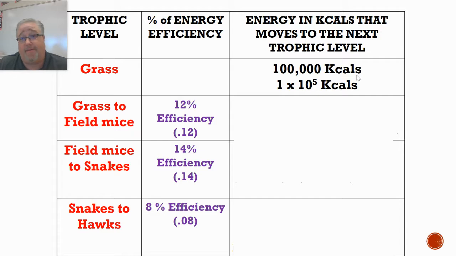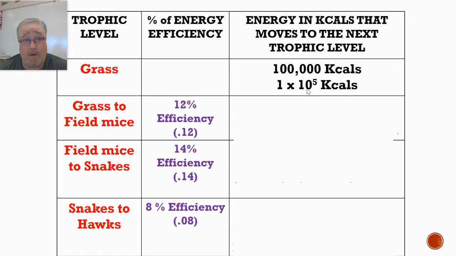Now, this is a little bit of a different unit. It's kilocalories. Kilocalories and joules both measure the same thing. But this just says that we have 100,000 kilocalories of energy that can be transferred to the next level. Now you'll notice that I've written this in two different ways. This is standard notation. This is scientific notation. They both mean the same thing.